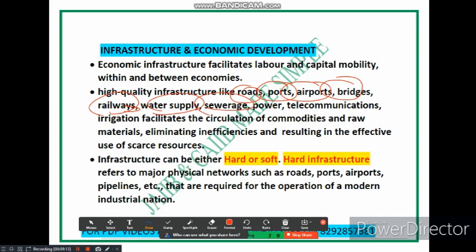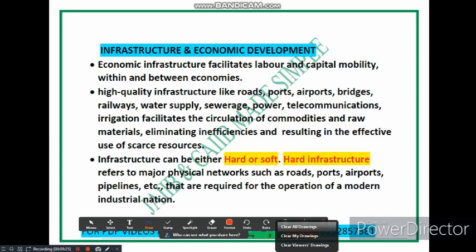Now the next point is that infrastructure can either be hard or soft. Let's talk about what hard infrastructure is and what soft infrastructure is. Hard infrastructure refers to the physical structures and networks that are crucial for a country's industrial and economic development. Hard infrastructure includes roads, ports, airports, pipelines, etc. It provides the foundation for economic activities by enabling the movement of goods, people and resources.